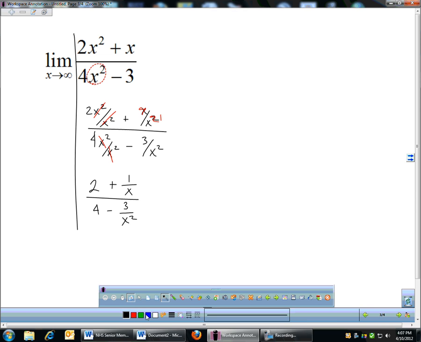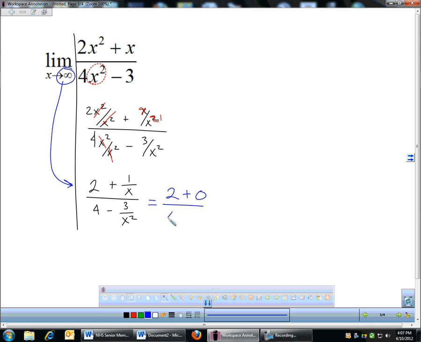Okay. And again, now I'm going to plug in infinity. Once you clean up each term, I'm essentially going to plug it in. So that's 2 plus 1 divided by infinity. Now remember, 1 over infinity is 0, so that's going to be 2 plus 0 over 4 minus 3 divided by infinity squared. 3 divided by infinity is 0. You remember your 0 plus tables? That's 2 over 4, which reduces to 1/2. So this limit, as x approaches infinity, ends up being 1/2.